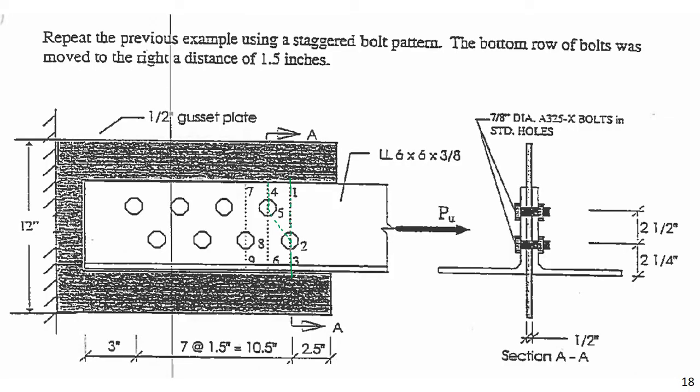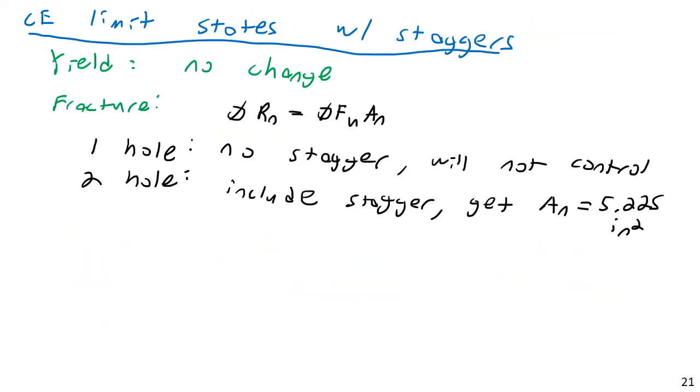So to do that, you would take this length here, the entire length of the failure path, the vertical here, the gross area. So this entire area of the plate, subtract two bolt diameters from it, and then add the s squared over 4g for just this diagonal there. So our net area is going to be 5.225 inches squared.